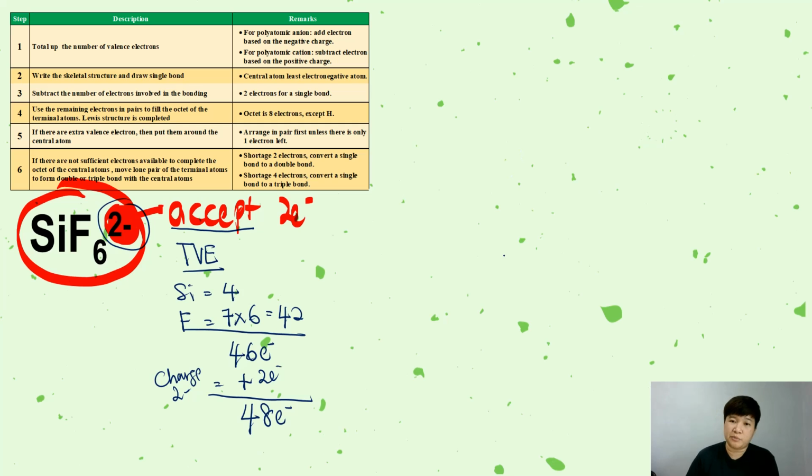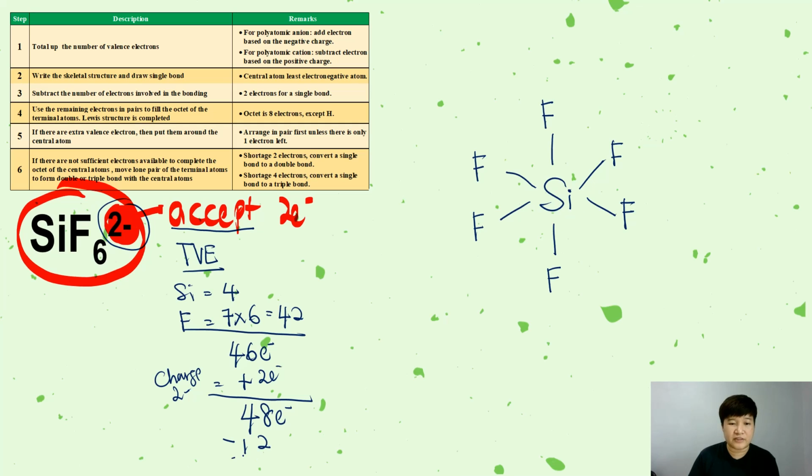And then we proceed, guys, with something very simple: the central atom and the terminal atoms in a single bond skeletal structure. My central atom is silicon, with the skeletal structure to fluorine, 6 fluorines. So 6 single bonds. And we all know that 1 single bond is how many electrons? 2. So 6 single bonds, 6 times 2 is 12. After you minus 12, you are left with 36 electrons.